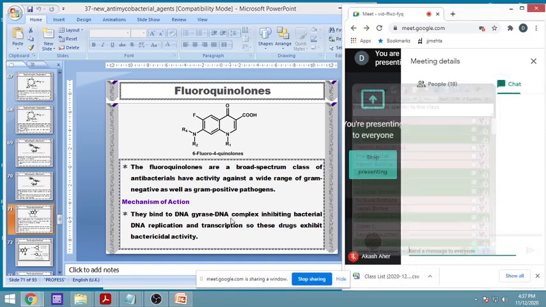Then next are fluoroquinolones. We have seen fluoroquinolones already. Mechanism of action, we know about it. Same mechanism of action: binding the DNA gyrase complex, inhibiting bacterial DNA replication and transcription, so that this drug exhibits bactericidal activity.